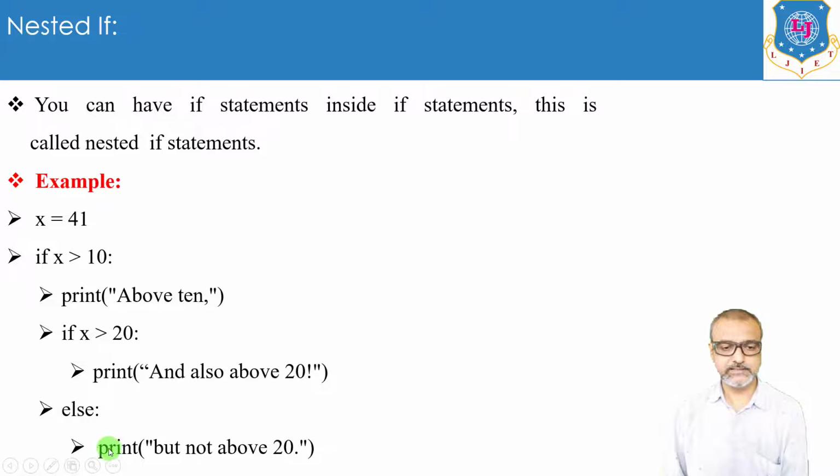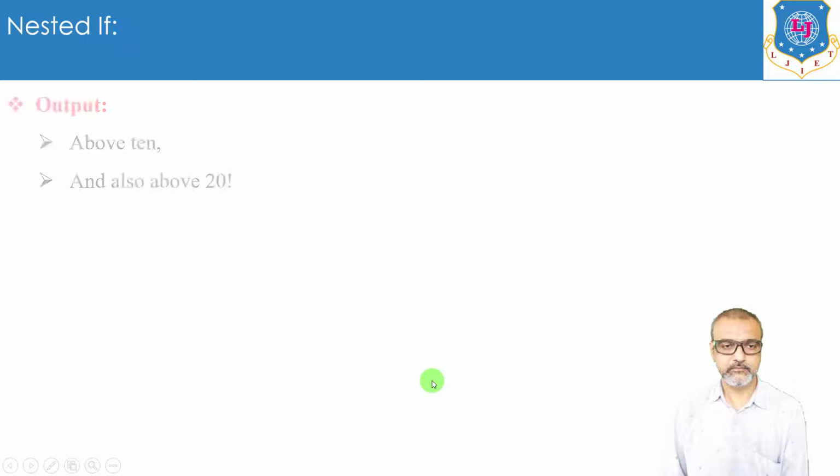And this else statement will not be executed as this condition is false. So "but not above 20" will not be executed. So what will be the output in this case? That is "above 10 and also above 20". See, this is the output, above 10 and also above 20.